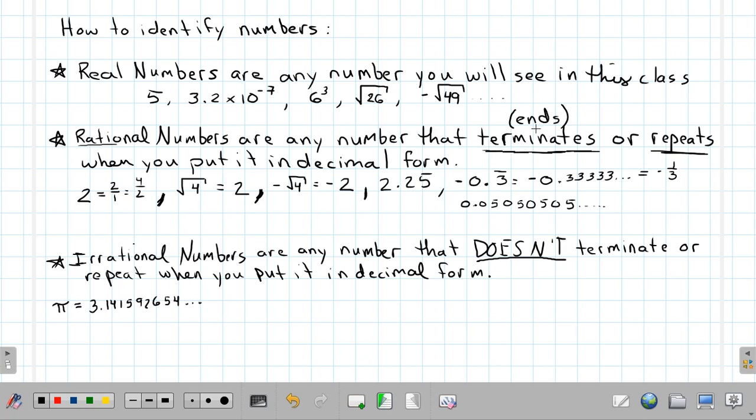Well, that's the first thing. It doesn't terminate. But now we need to check, well, does it repeat? Well, since this decimal goes on forever, is there any number here that repeats over and over and over again, or any set of numbers? Well, no. 141592654. Okay, so there's no repeating pattern here. So since it goes on forever and there's no repeating pattern, this is what we would call an irrational number.